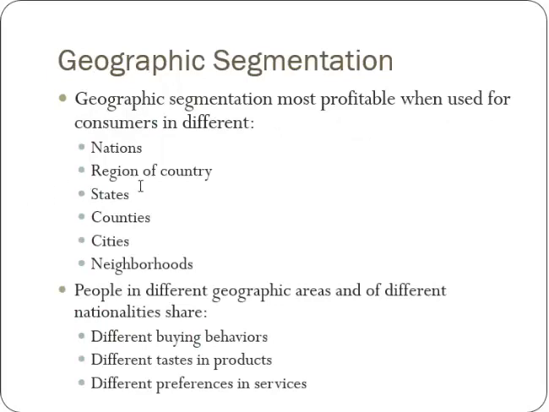So geographic segmentation breaks up your consumer base by different nations, by regions, states, cities, counties, neighborhoods, and in all of these things, you have to look at people in particular areas have different buying behaviors, different tastes, and different preferences in terms of the services they need. Maybe people from some countries are a little bit more extravagant. People from some cities are a little bit more thrifty. Maybe people from some neighborhoods like certain products more than others.